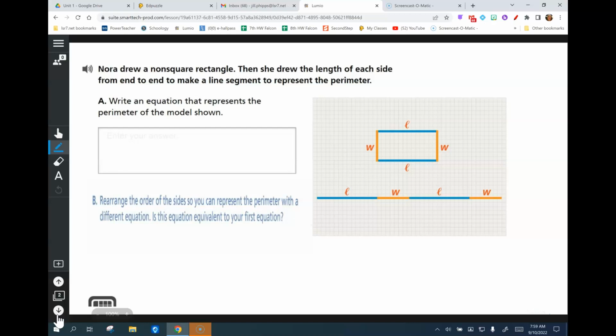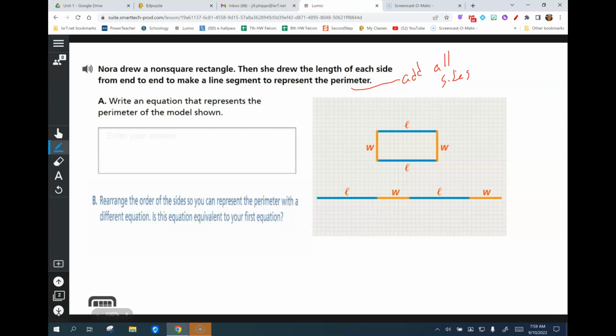So, this picture right here, Nora drew a non-square rectangle. Then she drew the length of each side from end to end to make a line segment to represent the perimeter. So remember, perimeter is where you add all sides. So we're going to write an equation in order to do that.